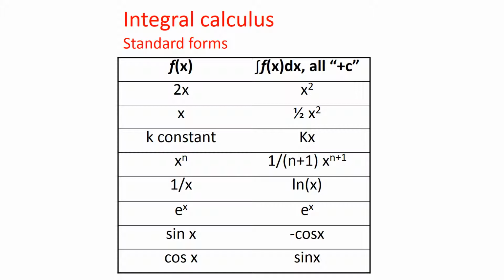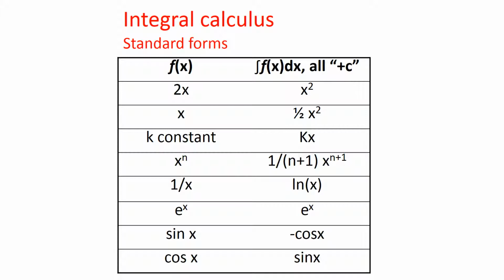So if we start out with 2x and integrate that, we get x squared, because we raise the power from 1 to 2 and divide by that power, so 2 divided by 2 is 1, that goes away. If we are integrating x, we raise the power from 1 to 2, so x squared, but then divide by 2, giving us a half x squared. If we're integrating a constant, that just becomes the constant times x. It doesn't necessarily become capitalised, that's just a typo.